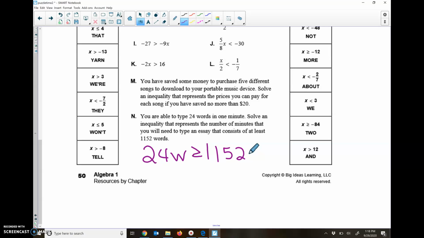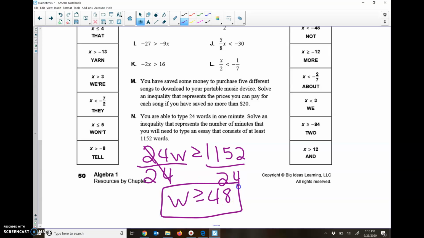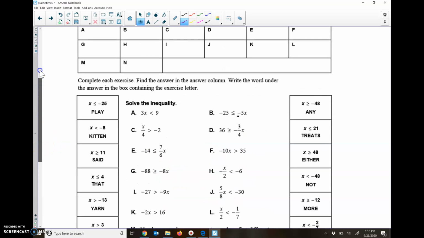It might be less than that. So we're going to do it like this. So 24 times W divided by 24 from each side, and we end up with 48 minutes. So the least amount of time that it will take you is 48 minutes. If you need to type something that's 1,200 words or 1,153 words, it'll take you a little bit longer than that.